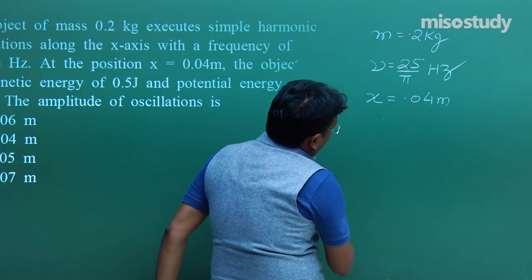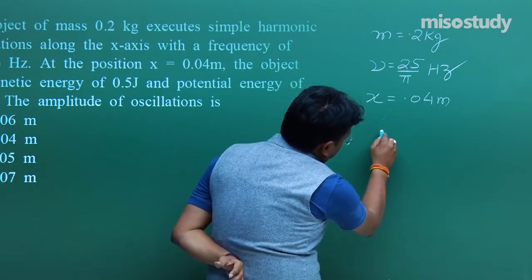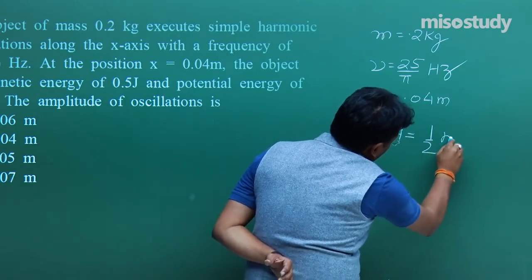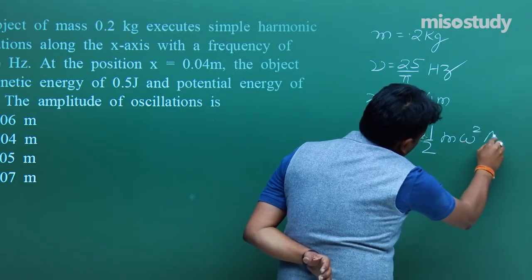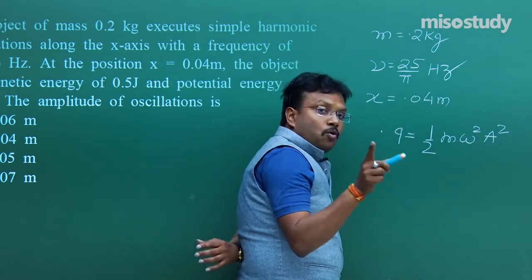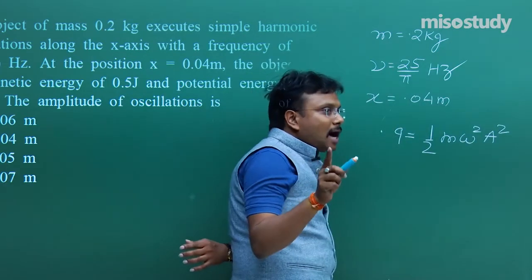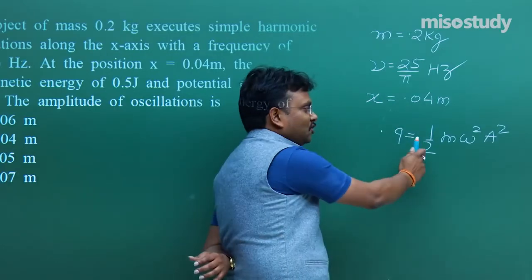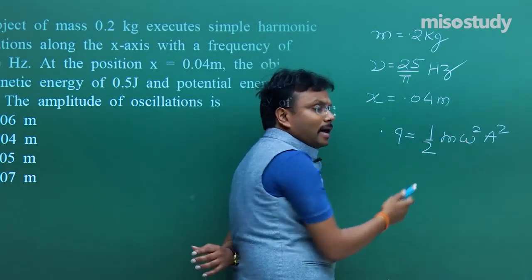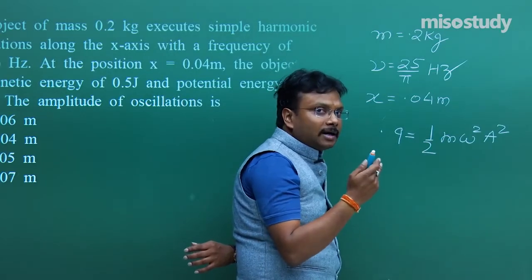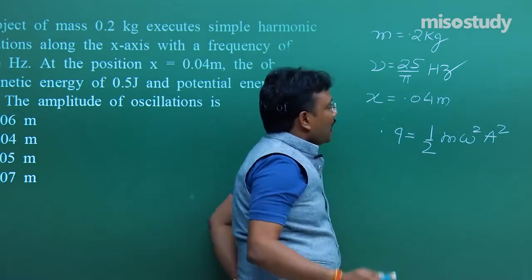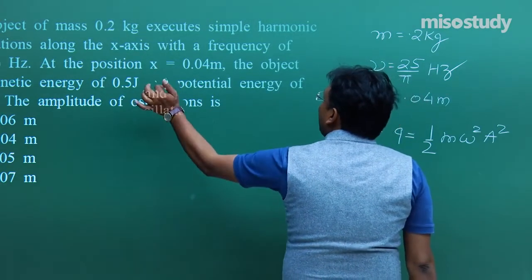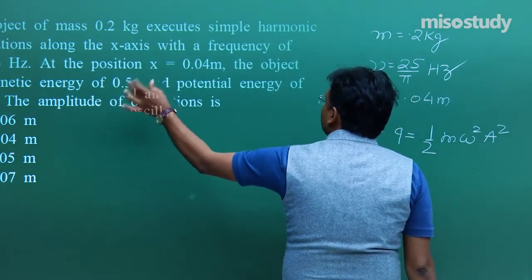Fine. Now what I am going to write down directly, 0.9 is equal to half m omega square a square. Whoever is with me for the last around 35-40 minutes will say yes, kinetic energy is equal to half m omega square a square. We started with question 1, 2, 3 like that. So directly I mentioned, and over here what I did, I used 0.5 plus 0.4, which means total energy.